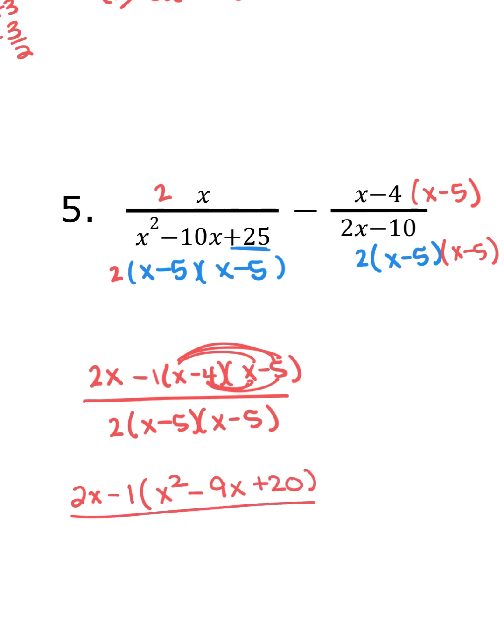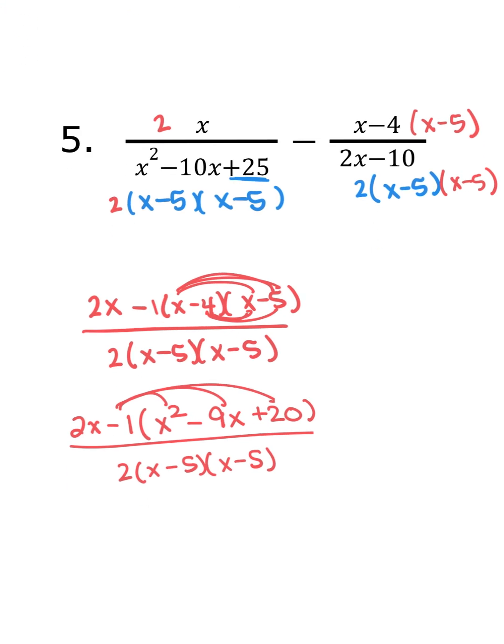And that's all over my denominator, (x minus 5)(x minus 5). And now we have one more simplification of distributing this negative 1 to everything. So I'm going to get 2x minus x squared plus 9x minus 20, all over 2 times (x minus 5)(x minus 5).